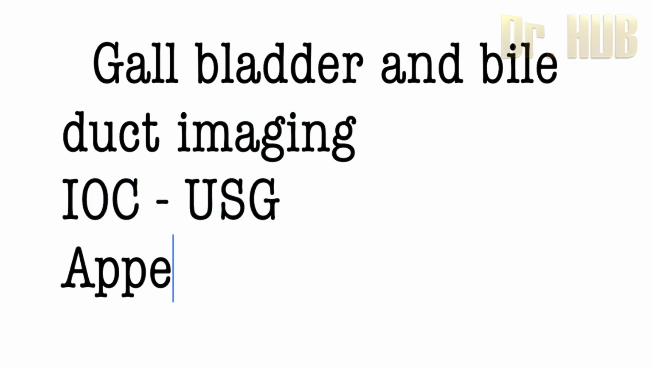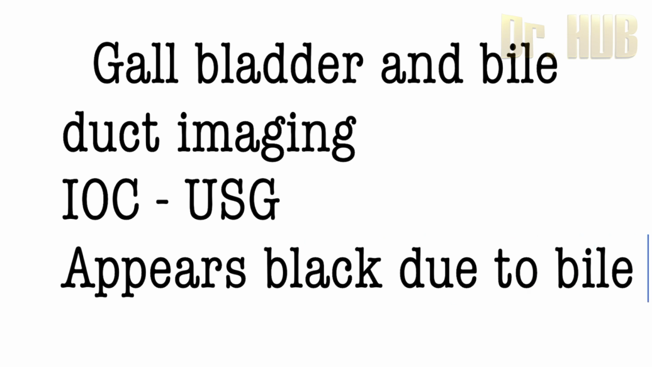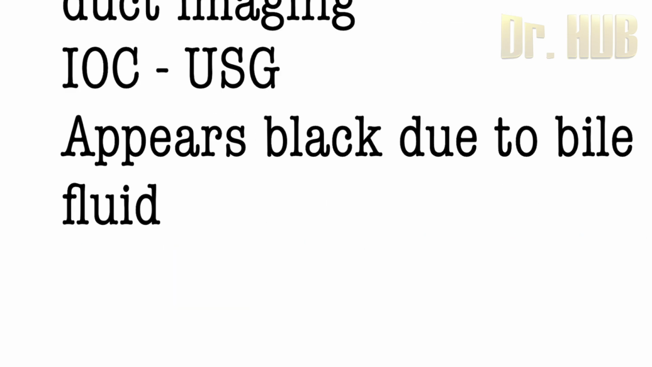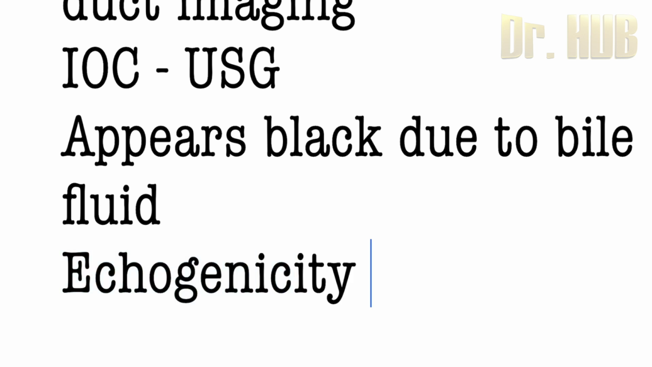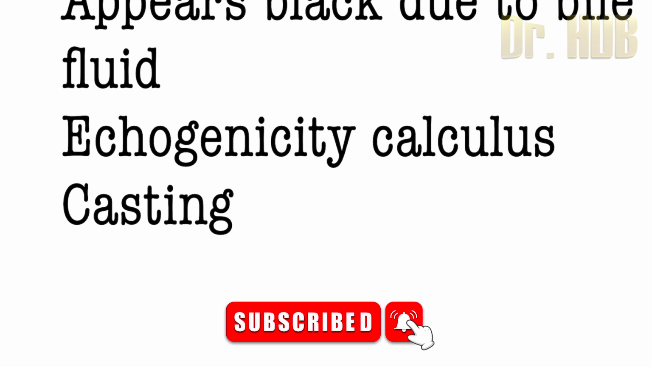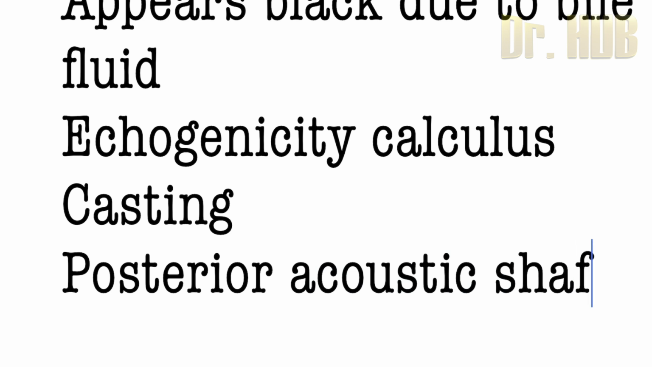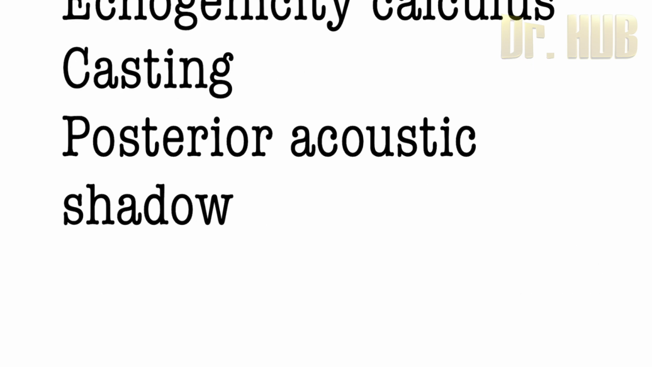Gallbladder and the bile duct imaging. So first, what is the investigation of choice? It is USG. Then how does it appear? It appears black, and this is due to the bile fluid. There is also echogenic calculus, and posterior acoustic shadow may be seen, which is due to the gallbladder calculi.